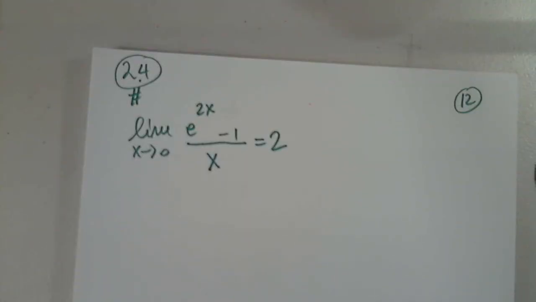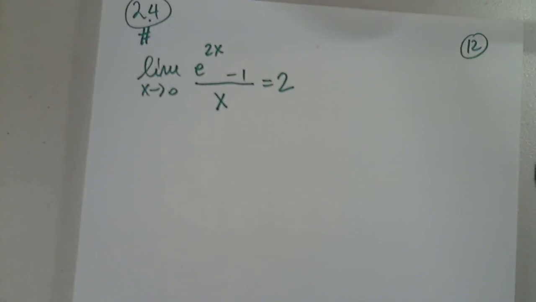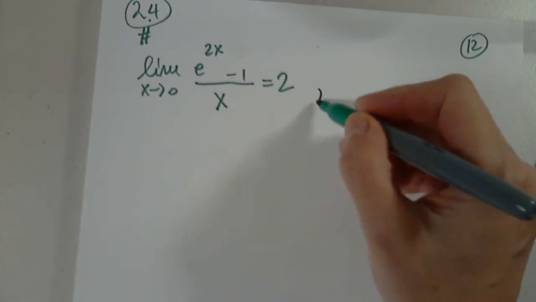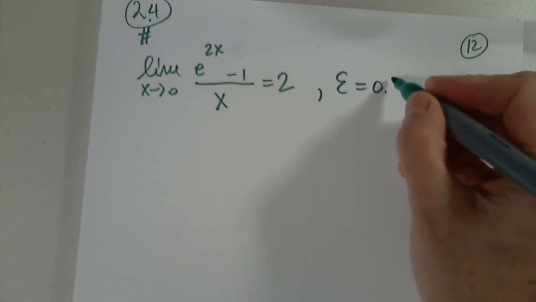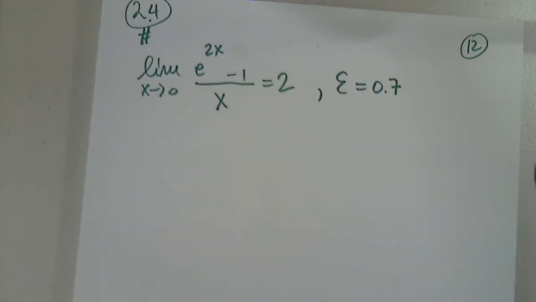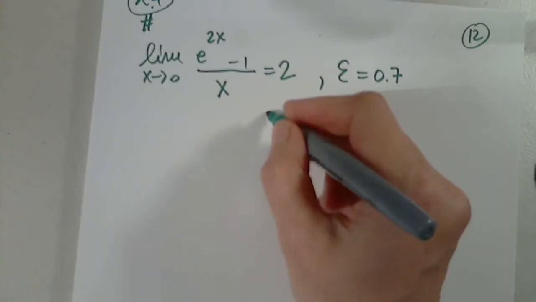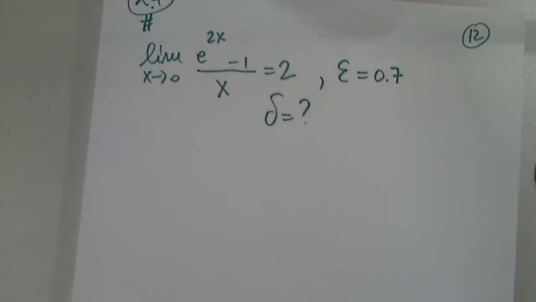Okay, and what are we trying to do? The question I had was: illustrate the definition by finding the largest possible values of delta that correspond to epsilon 0.7 and epsilon 0.2. So epsilon equals 0.7? Yeah. Okay, so we're asked to find delta, correct?